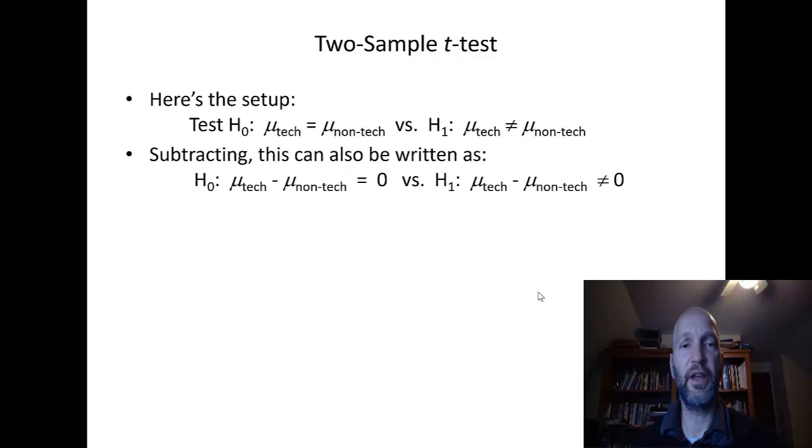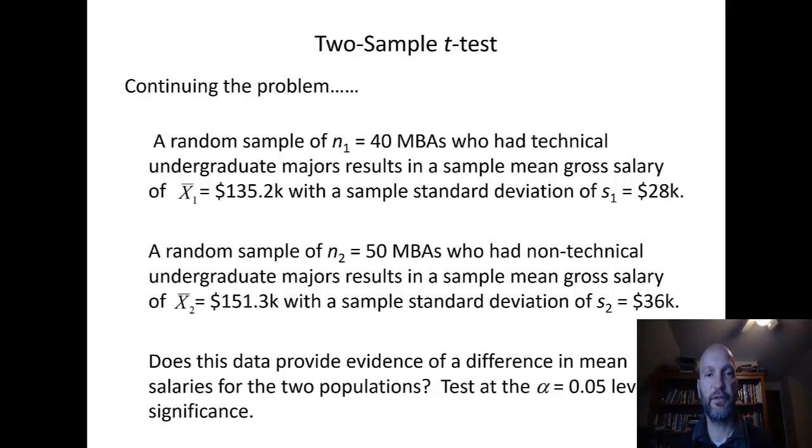In situations like this, it's very common to subtract one mean from the other. In other words, take the difference in the means. So the null hypothesis says the difference is 0, and the alternative says that the difference is not 0. So we're putting the burden of proof on showing that there is a difference. Otherwise, we'll go with the null hypothesis and conclude that there is no difference. So let's look at some data now.